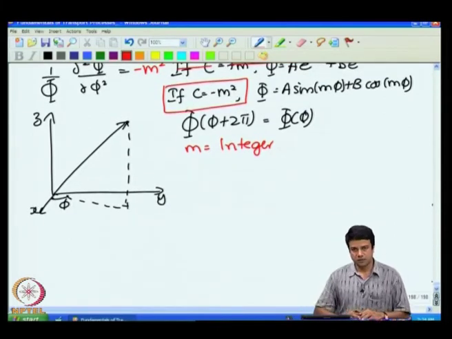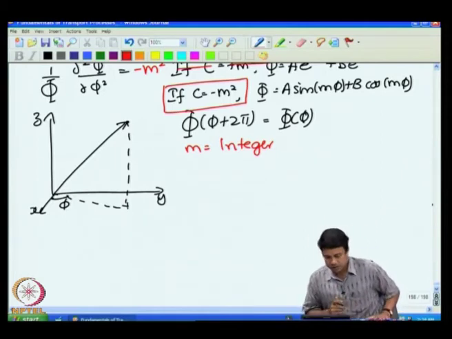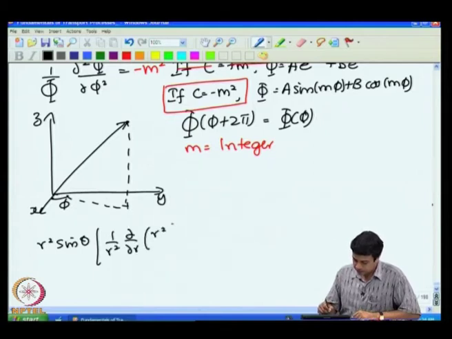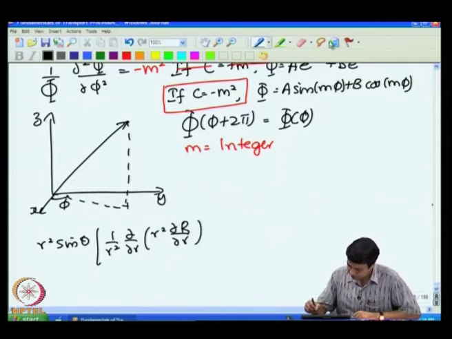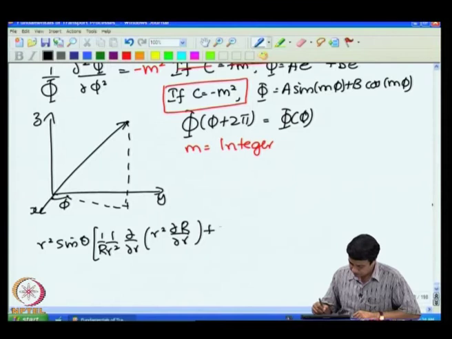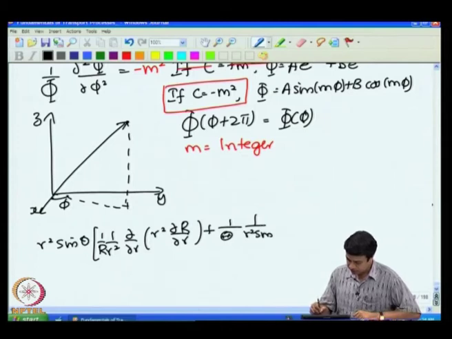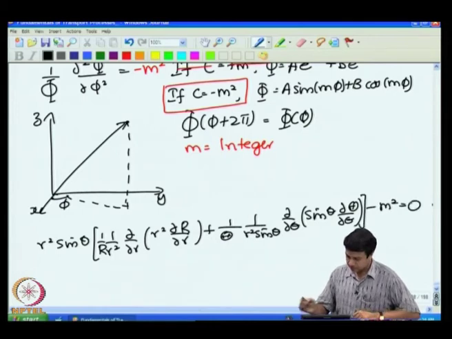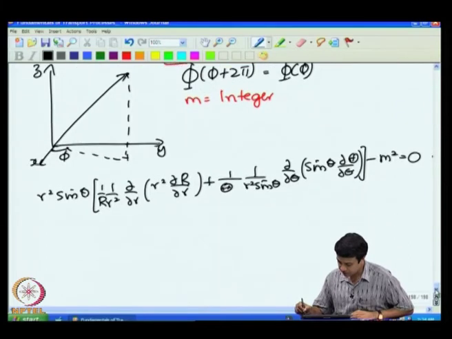So, if I insert 1 over phi d square phi by d phi square is equal to minus m square in my equation, what I will get is r square sin theta times 1 by r square d by dr of r square dr by dr, okay, there should be 1 over r there, plus 1 over r square sin theta d by d theta of, and minus m square is equal to 0. I have inserted the value of 1 over phi d square phi by d phi square as minus m square.